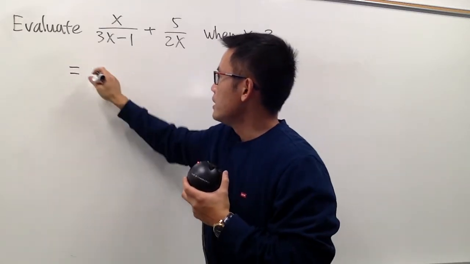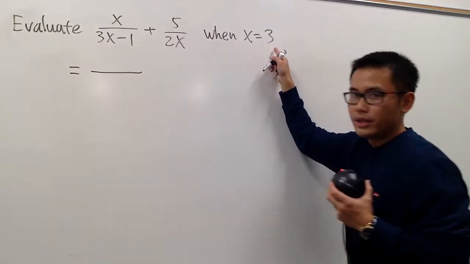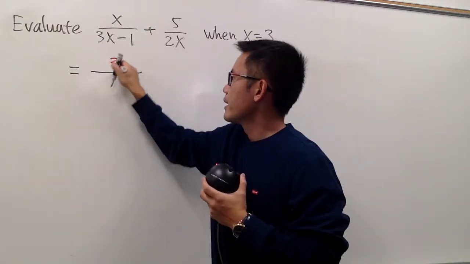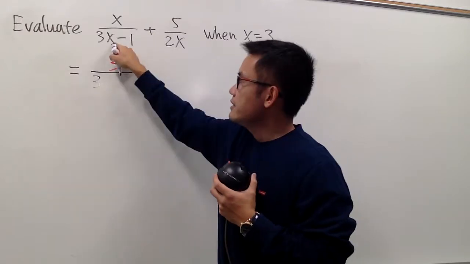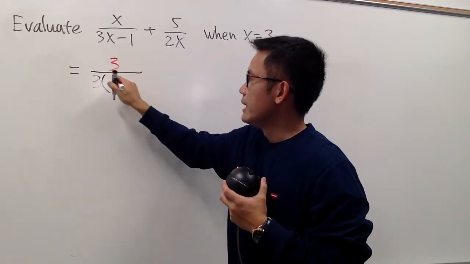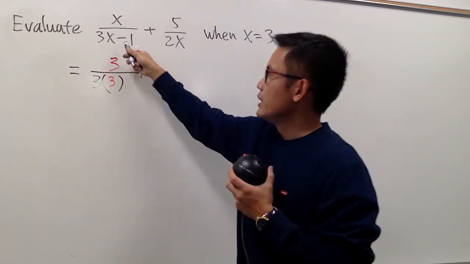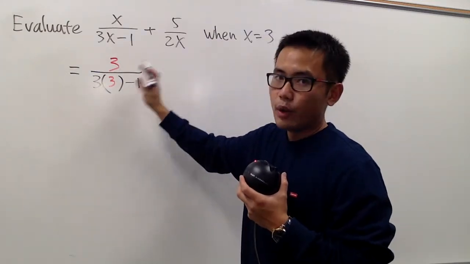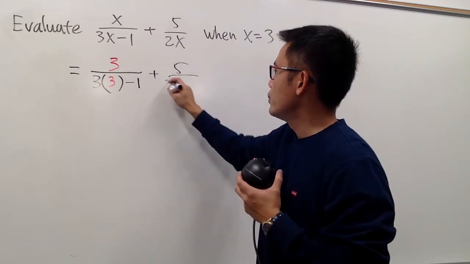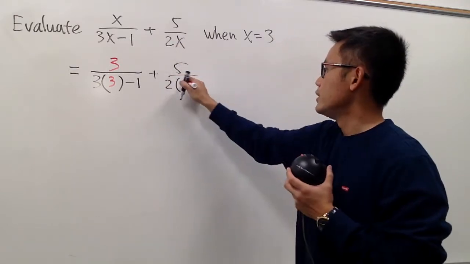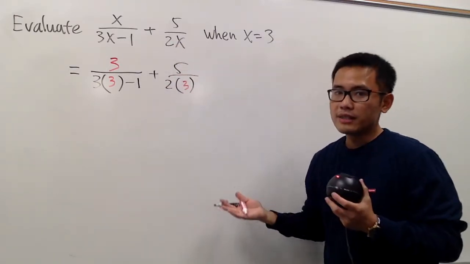So this x is going to be 3, right? So we have the 3 right here. And then we have this 3 from the original expression. This x will open the parentheses and then plug in 3. Next, we have the minus 1. And all this is going to be added with 5 over 2. And this x is once again the 3 that was given. And now this is what we have.